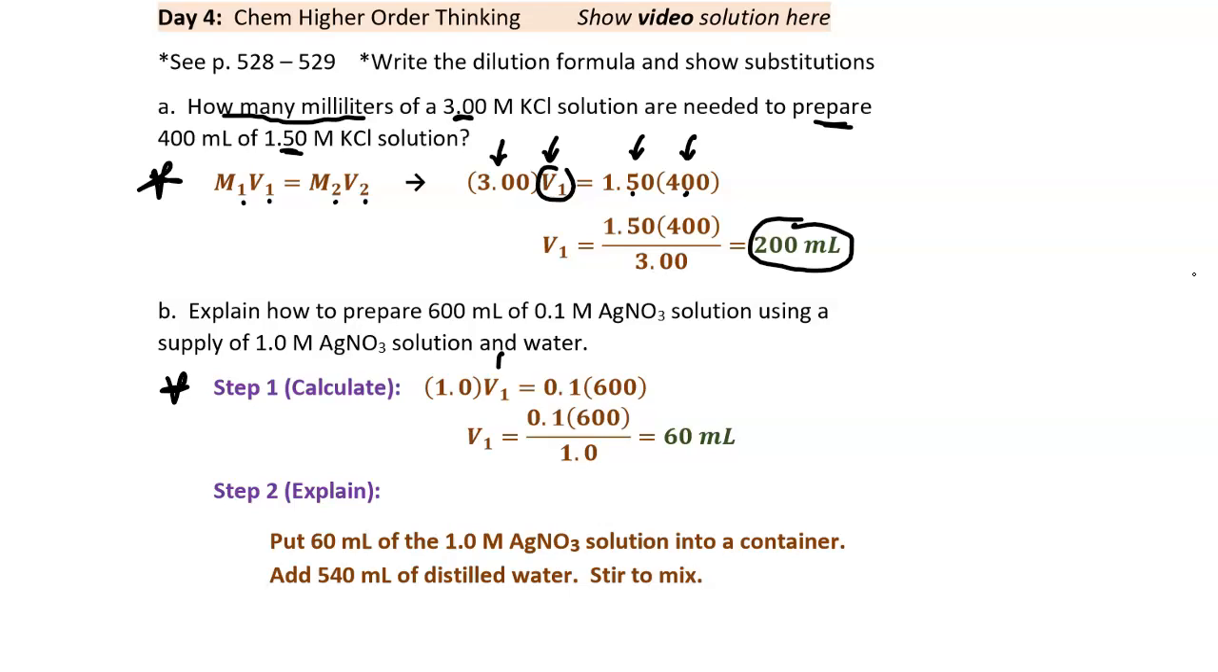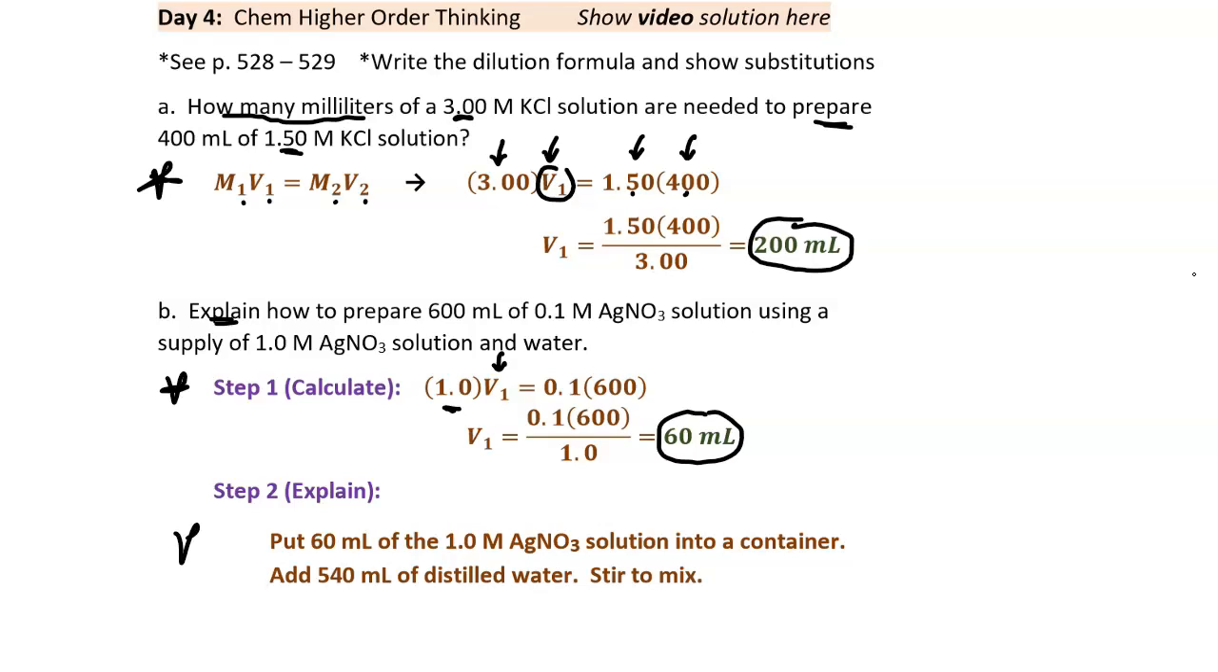The unknown variable is volume number 1. We don't know how much of the original solution we need to start with. So that's what we're going to figure out. Dividing both sides by the 1.0 to get the letter V alone, the result is 60 milliliters. Now this question says to explain how to do this. So just finding out how much you need, that doesn't explain anything.